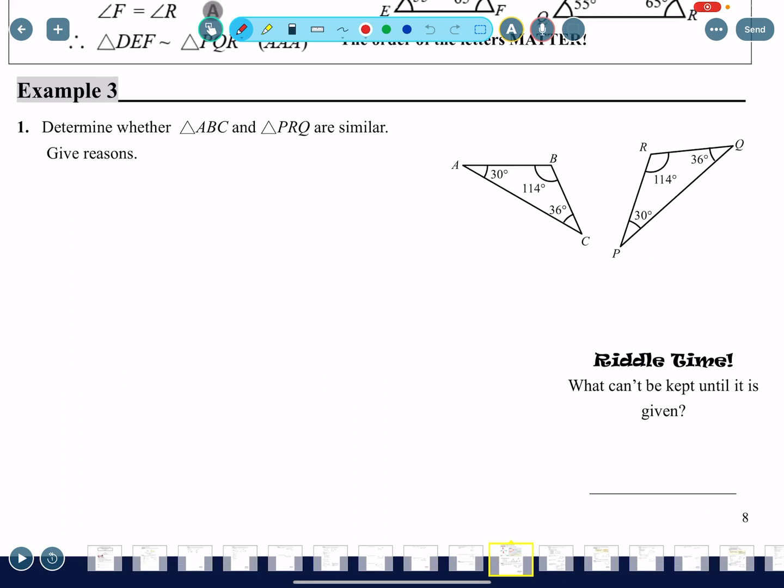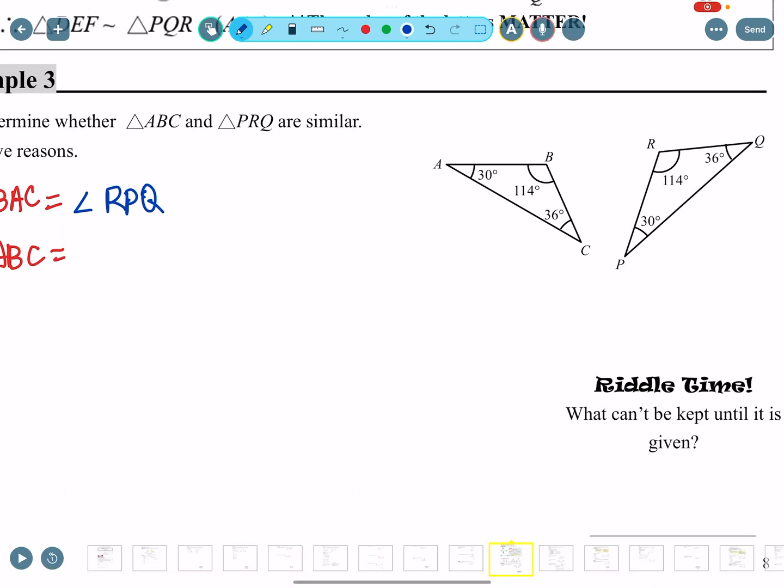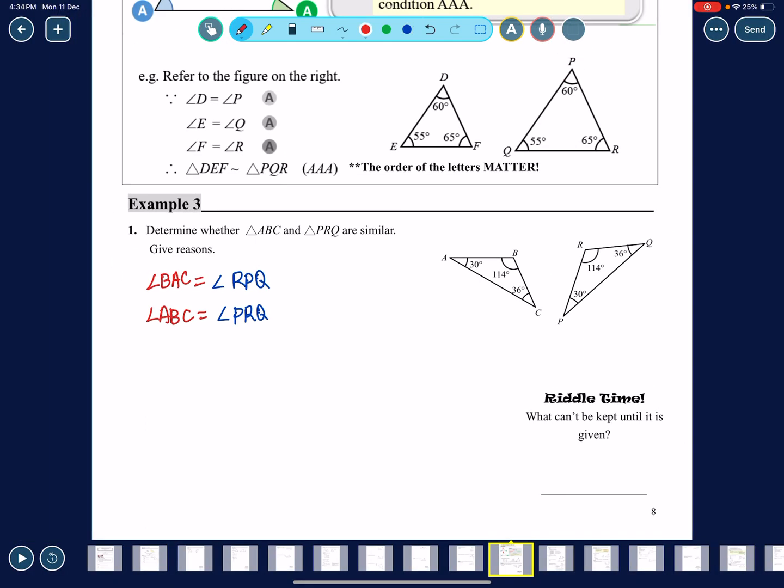This one's the basic one: AAA, angle, angle, angle. You have to match all the angles together. For example, angle BAC, the 30 degrees there, equals angle RPQ. Then 114 is going to be angle ABC equals angle PRQ. Then the last one, angle BCA equals angle RQP.